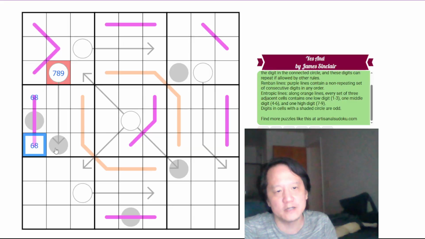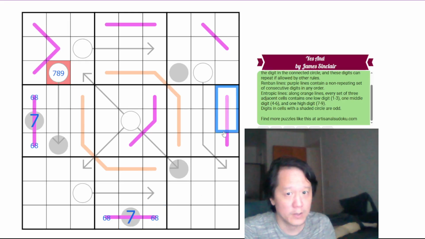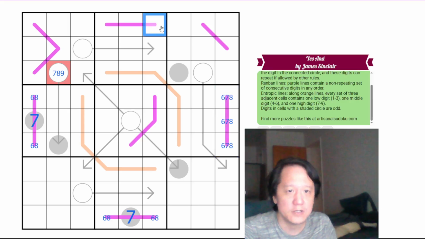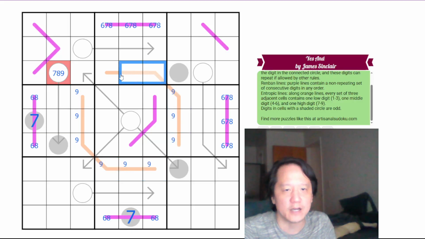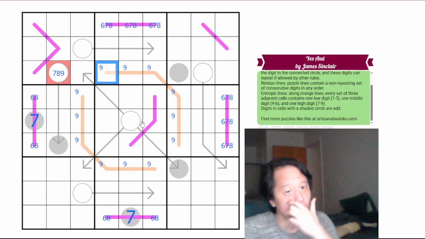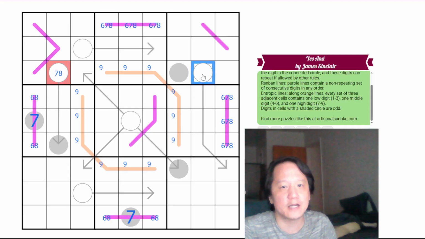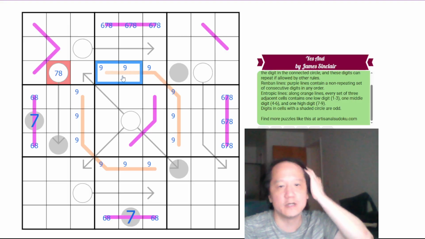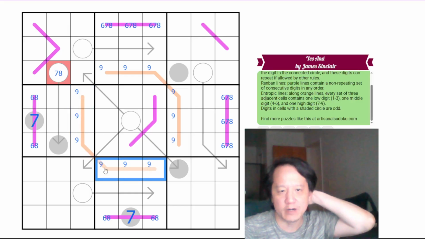And since this has to be 6, 7, 8, we have 6 and 8 here, 6 and 8 here. This is guaranteed to be 7. 6 and 8 here, 6 and 8 here, with this guaranteed to be 7. So this is 6, 7, and 8 here, 6, 7, and 8 here. And on the entropic line, the high digits always have to be 9. So this cannot be 9 here, and we cannot have a 9 here, because we have a guaranteed 9 in one of these entropic digits, because that's the only high digit remaining in those boxes.